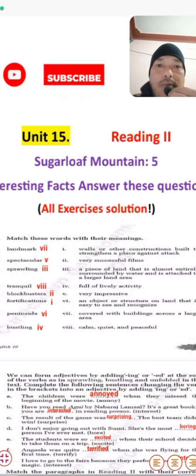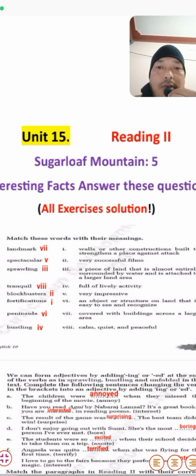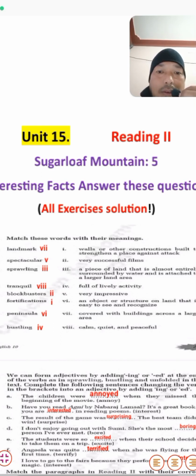Students, in unit number 15, in today's class, we have the reading two part, that is Sugarloaf Mountain. In this class today, we are going to discuss all the exercise solutions. We have already studied its text in the previous video. Now in today's class we are going to solve its exercises. The first exercise is number A. Match these words with their meanings.